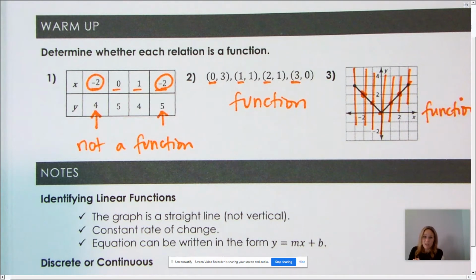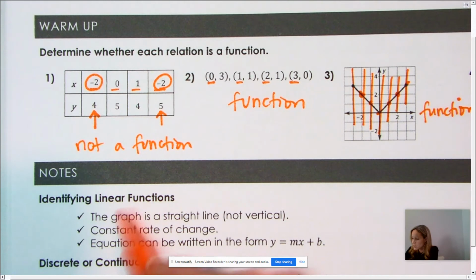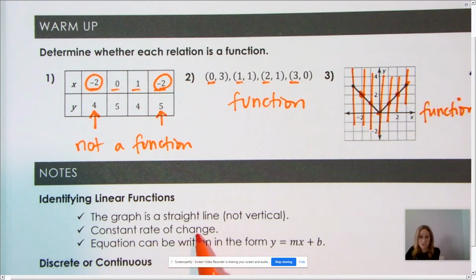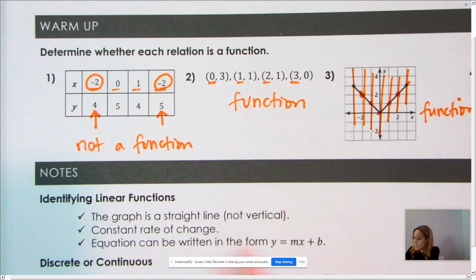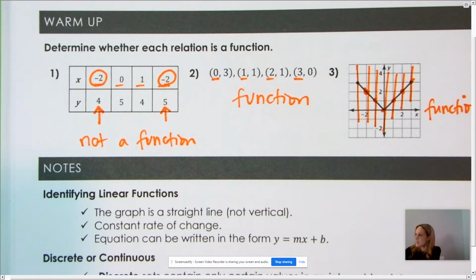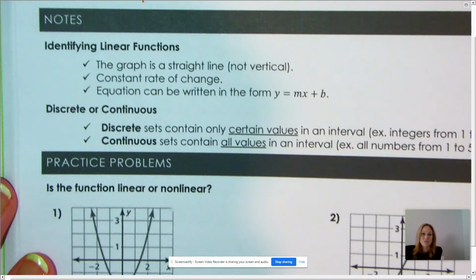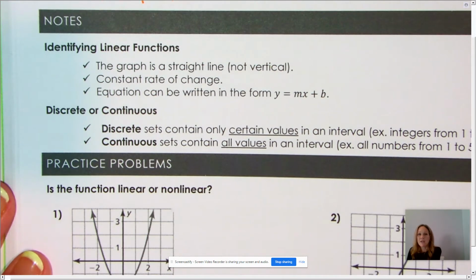Okay, in order for it to be a linear function, it has to have a constant rate of change. And if we're looking at the equation, it could be written in this form where y is equal to something x plus or minus something. Okay. The next thing we're going to talk about is if it's discrete or continuous.